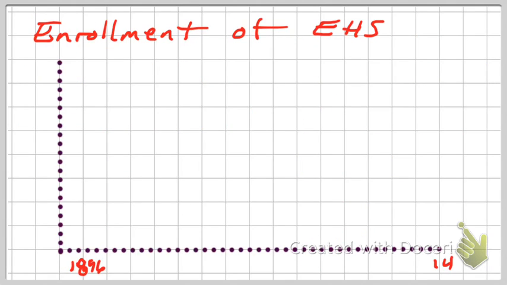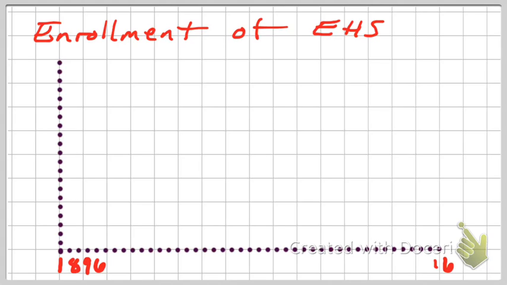Now, as a graph, how do we tell if a graph is a function? Just by looking at it. We're going to use an example. The enrollment of Eureka High School from 1896 to 2016. Or whenever Eureka High School started.